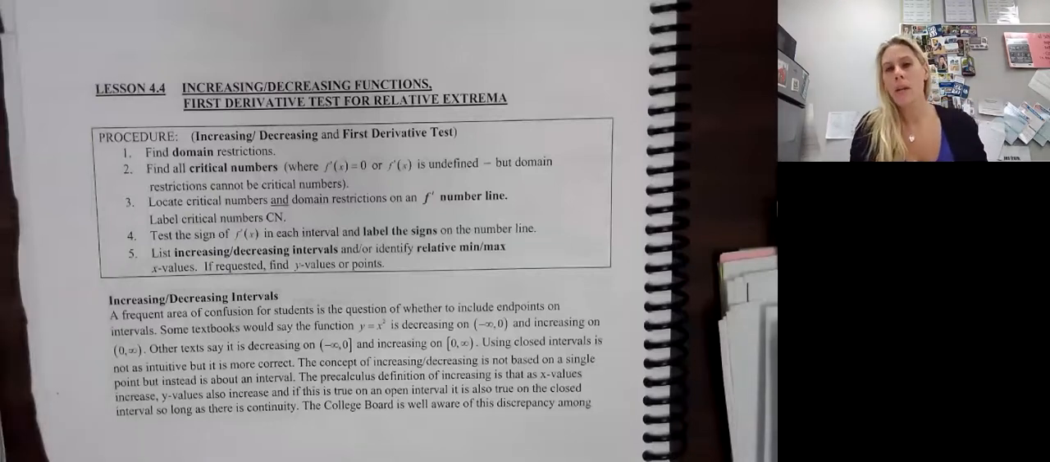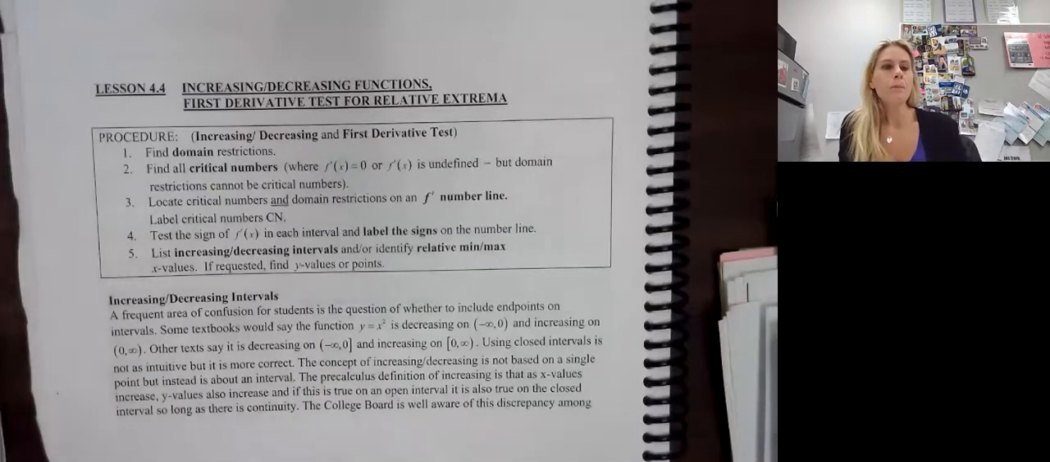One of the things we want to point out here is that a frequent area of confusion for students is the question of whether to include endpoints on intervals, okay? And you might have run into this with your secondary 3 teacher. Some textbooks would say the function y equals x squared is decreasing on the interval negative infinity to 0 and increasing on 0 to infinity, okay? That's probably the way I taught it with the parentheses, right? Other textbooks would actually put the bracket there, using it as a closed interval. So the concept of increasing and decreasing is not based on a point, but an interval between here and here.